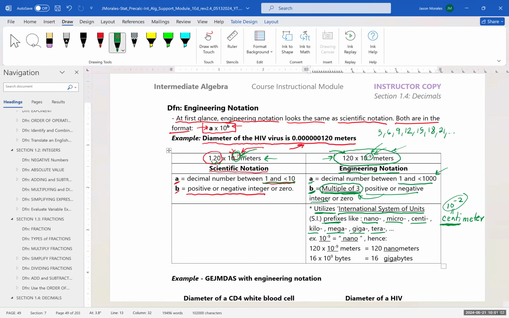Another example would be giga. When you get a smartphone, the smartphone or your computer could have 16 gigabytes of memory, or it could have 32 gigabytes of memory. Giga is a prefix from the International System of Units, and giga relates to 10 to the 9 bytes. 10 to the 9, 9 is a multiple of 3. Whenever you see 10 to the 9, you can put giga in its place.